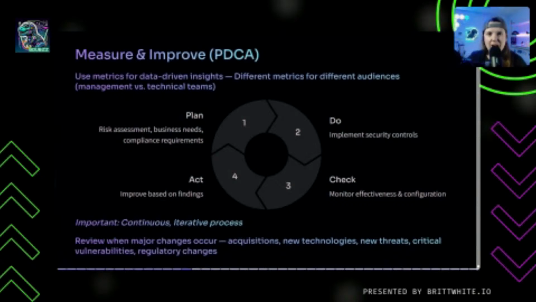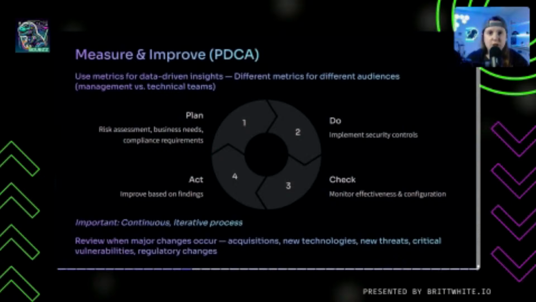Risk analysis guided by the PDCA cycle is not a one-time event, but an ongoing iterative process. Risk assessments should be reviewed and updated not just annually, but whenever significant changes occur in the organization or within the threat landscape. This could be a major acquisition, adoption of new cloud technologies, emergence of a significant new threat, discovery of a critical vulnerability, or changes in regulatory compliance mandates. They should all trigger a risk analysis review and potential updates to the risk matrix.